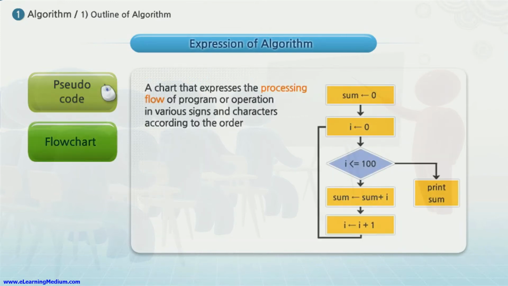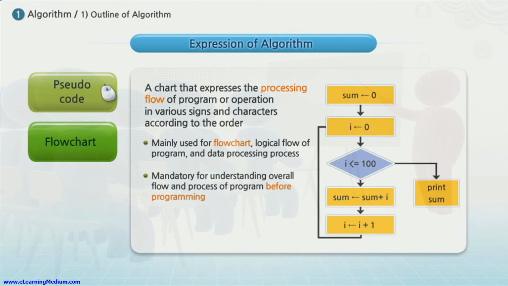This is a type of chart that expresses the processing flow of program or operation in various signs and characters according to the order. Also referred to as a flowchart, it is mainly used to express logical flow of program and data processing process. It's mandatory for understanding overall flow and process of program before programming.